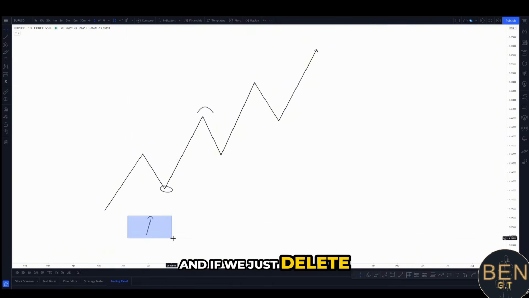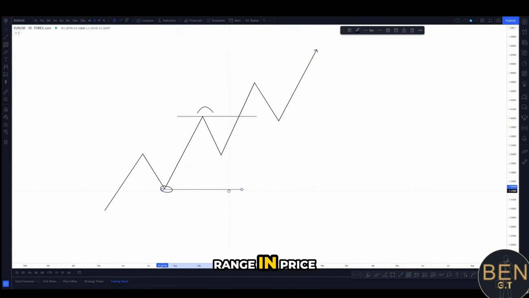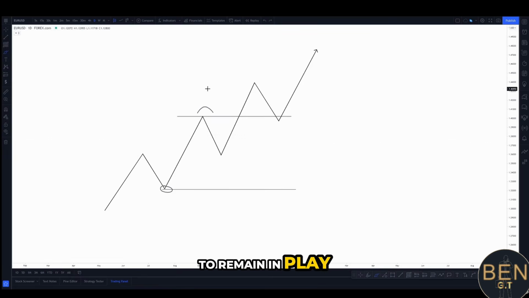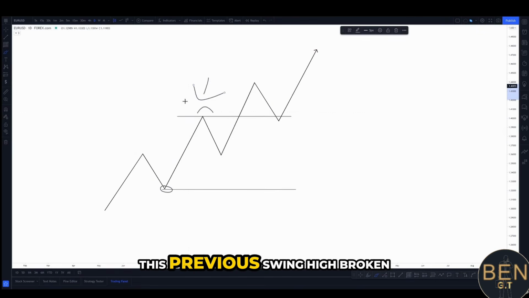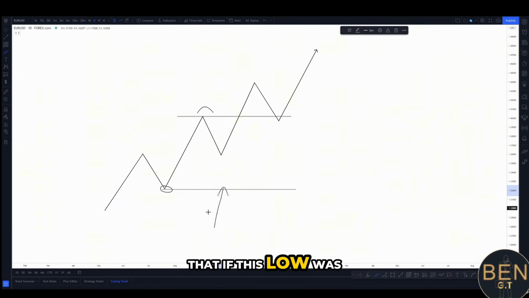And if we just delete some of these drawings, what we'll see is once price creates a new range between this swing low and this swing high, our expectation, if this bull trend is to remain in play, is that we would see this previous swing high broken and forming a new higher high. So the same logic would apply though, that if this low was invalidated and we've seen a break and close below, that would mean we are switching from bullish to bearish.